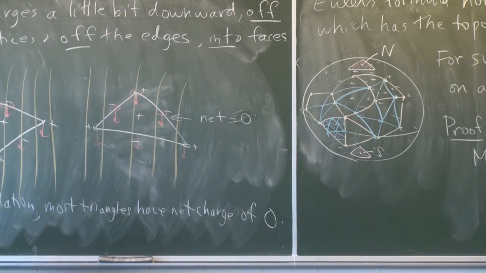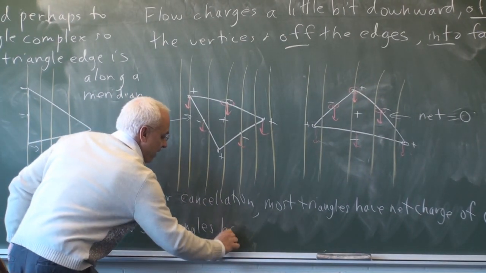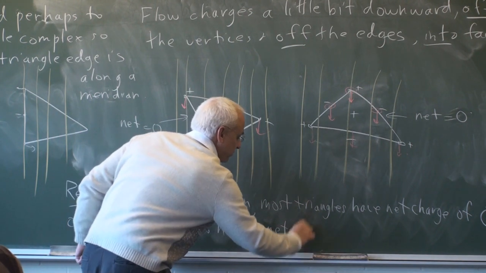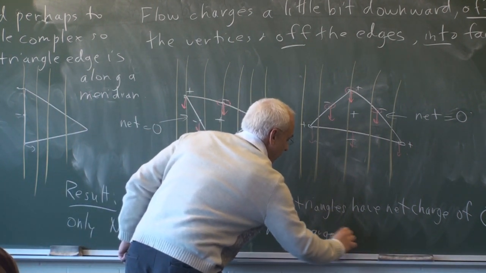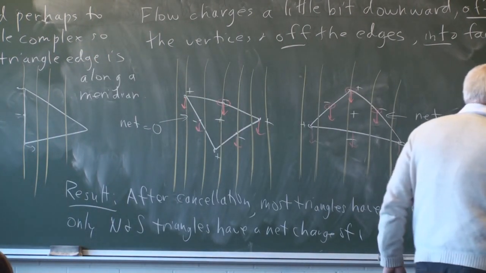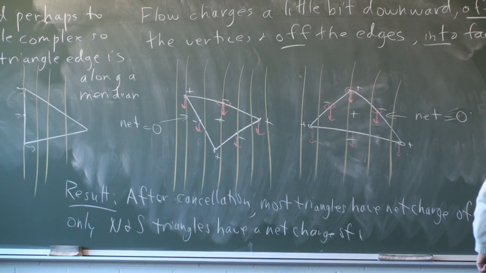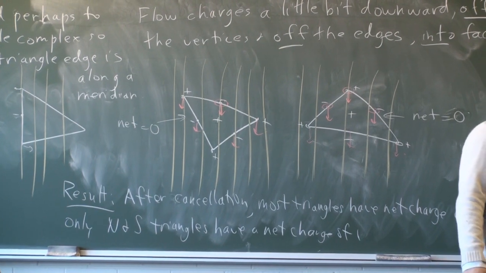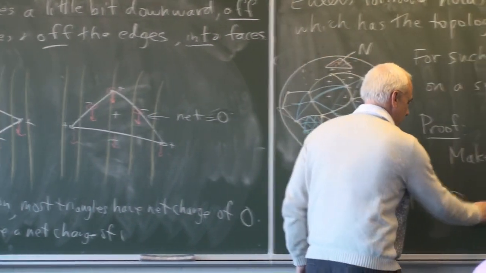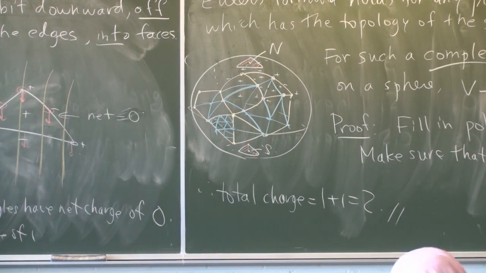So only the north and south triangles, let us say, have a net charge of 1. And so we can conclude that the total charge must have been 1 plus 1, which is 2. And so there's a proof of the Euler formula that holds for any complex that you can build on the surface of a sphere.